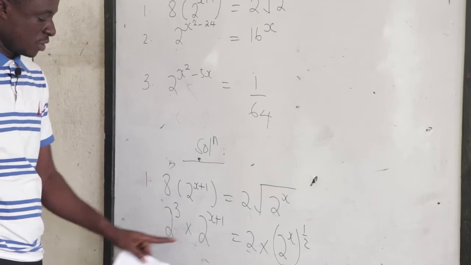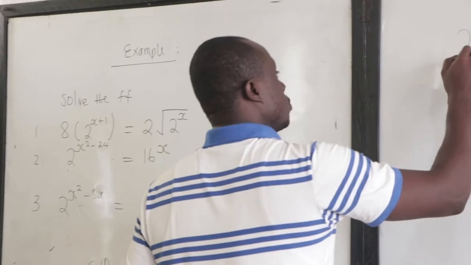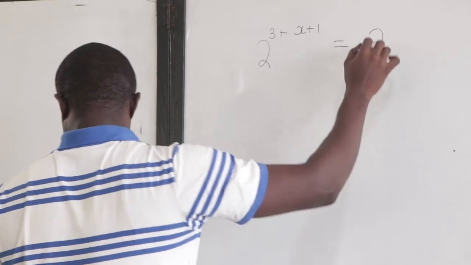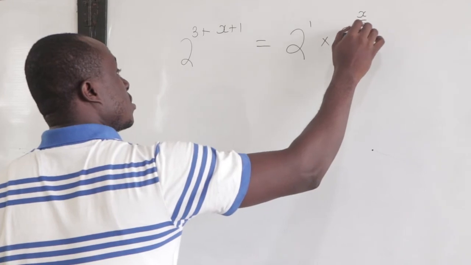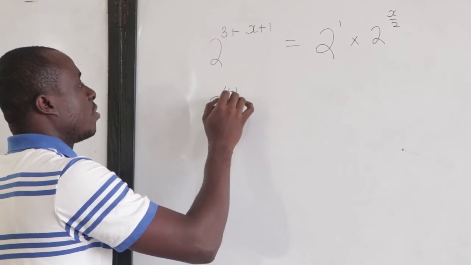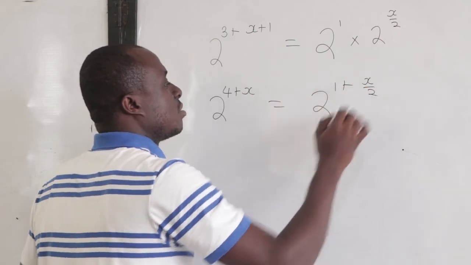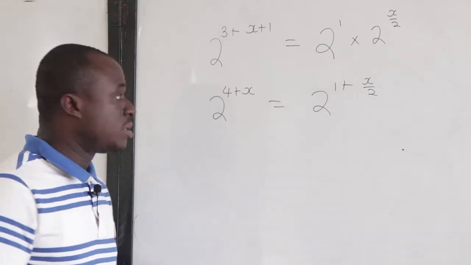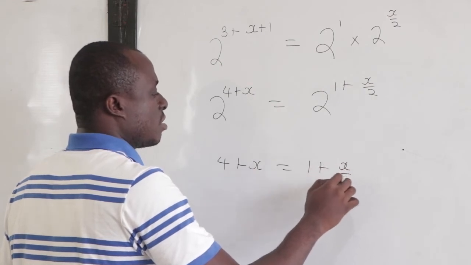Now what is happening over here? Because we are multiplying and the bases are the same, we add the exponents. So in a nutshell, you can get 2 to the power 3 plus x plus 1 equal to 2 to the power 1 times 2 to the power x over 2. Now this one would be 2 to the power 3 plus 1, so we have 4 plus x equal to 2 to the power 1 plus x over 2. Because the bases are the same, we have an equal sign here, we equate the exponents. We have 4 plus x equal to 1 plus x all over 2.